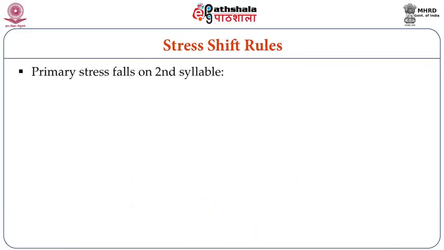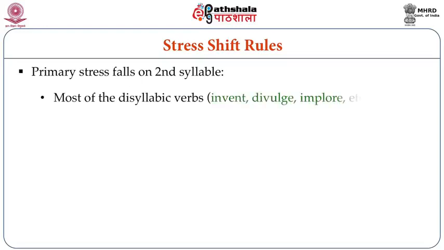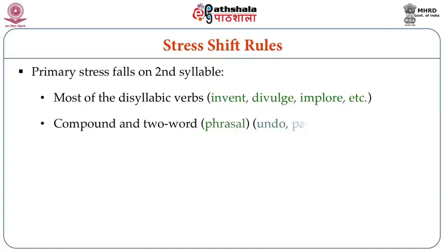Now primary stress somewhere falls on the second syllable also. How? Most of the disyllabic verbs, invent, divulge, implore, etc. take stress on the second syllable. Compound and two-word phrasal verbs like undo, pass out, give up, etc. are compound and two-word verbs.